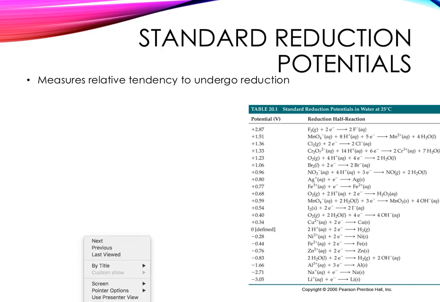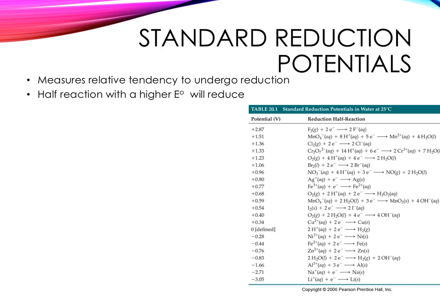I prefer it. So what we're seeing here with the standard reduction potential is that we're measuring relative tendencies to undergo reduction. If reduction is something that occurs readily for a particular half reaction, it's going to have a positive number, and if it doesn't occur readily, it's going to have a less positive number, maybe even negative. It's all relative numbers to the hydrogen electrode.